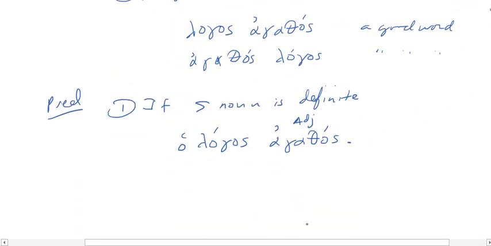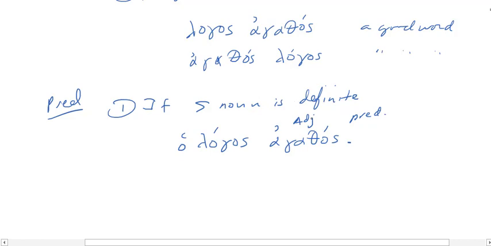There will always be an article in front of it. So here's my adjective, agathos. The noun is definite. Is the adjective articular? Is there an article in front of the adjective? Look at agathos. Do you see an article? No, it is anarthrous. There's no article. So this can't be an attributive adjective. It must be a predicate adjective.